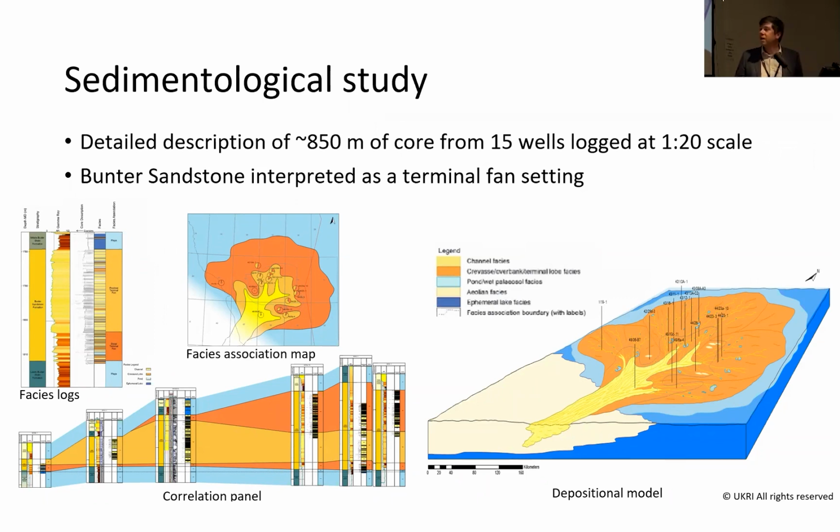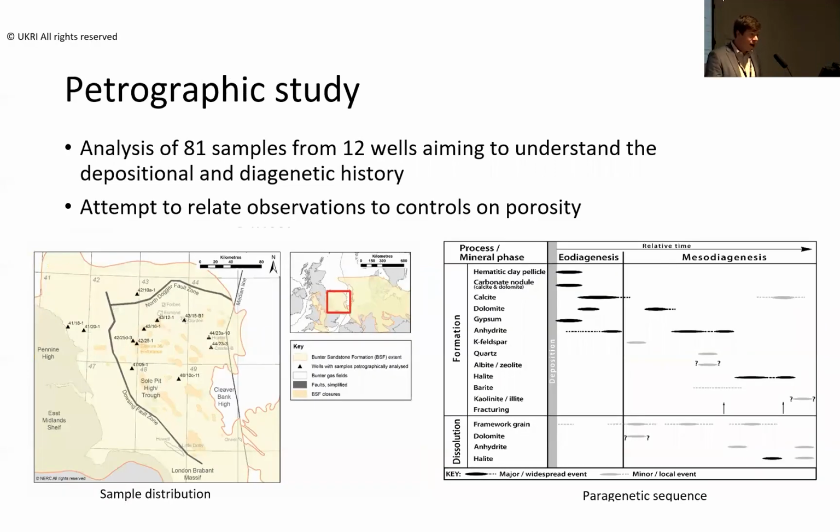So we've generated some facies logs, correlation panels, depositional models, and facies association maps. The system is basically a terminal fan setting, but there is quite a bit of variation within it. So I'm pleased to say that we're in the process of writing this work up, and quite a lot of the data will actually be made available to the community via the UKCCSRC data archive.